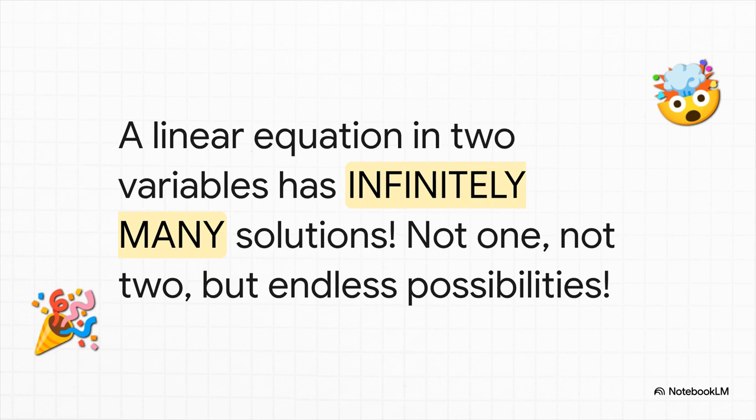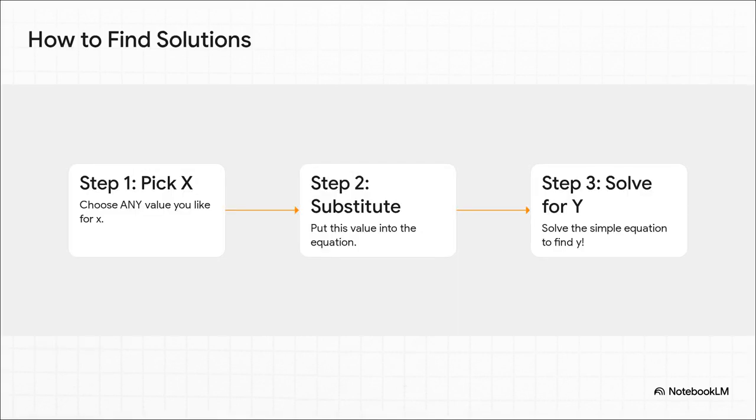Or one could score just one run and the other 175. Or 50 and 126. The possibilities are endless and they're all correct solutions. Isn't that amazing? Okay, so you might be thinking, sir, if there are infinite solutions, how on earth do we find even one? It's actually incredibly simple.